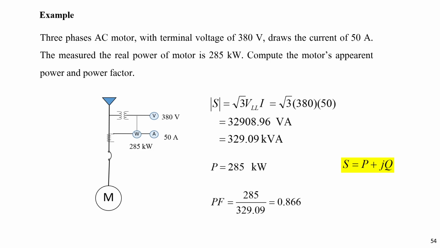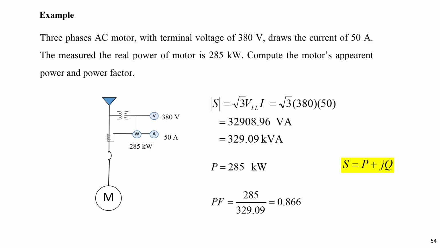So we have three phases of the load. This load is the motor. The voltage supplied to this load is 380 volt, and we measure the current at 50 amp, and the real power is 285 kilowatt. So what is the apparent power?